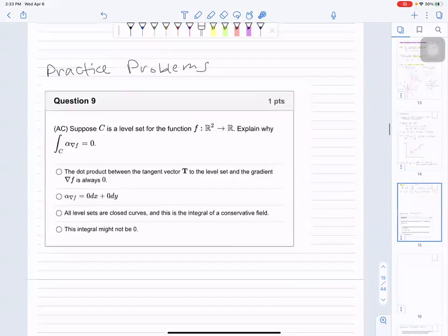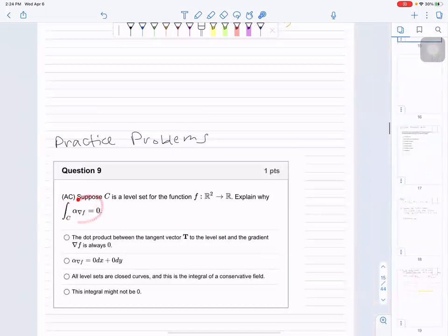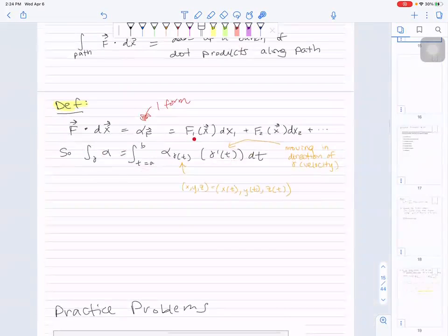This relates to practice problem number 9. Question number 9 says, suppose C is a level set for some function. Explain why the integral of this one form is 0. So this question is saying, explain why this whole thing equals 0.